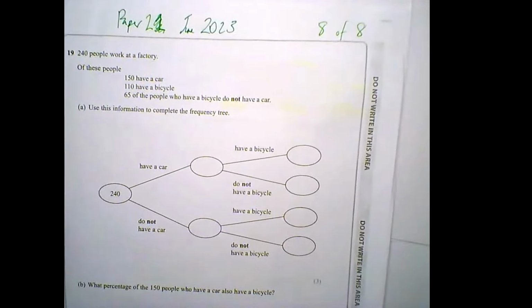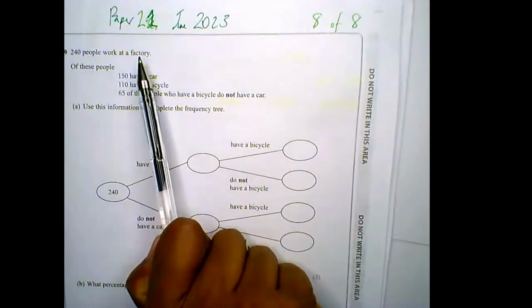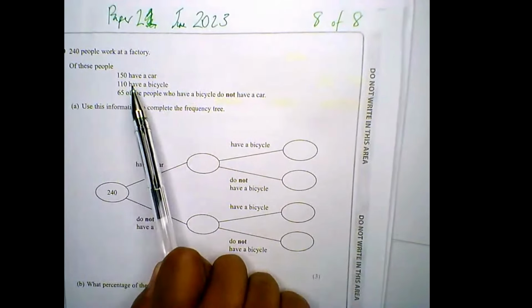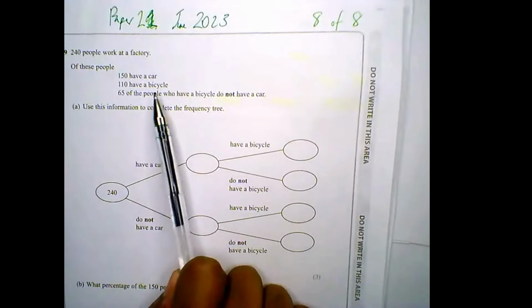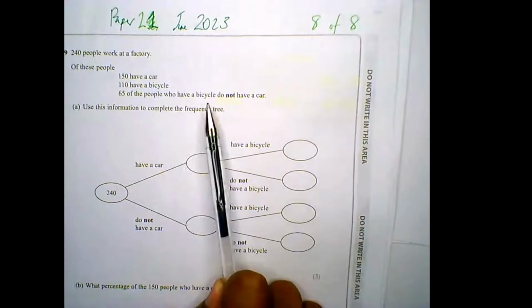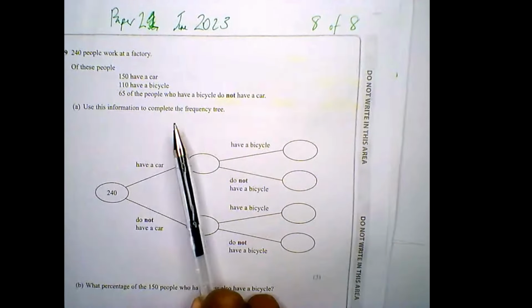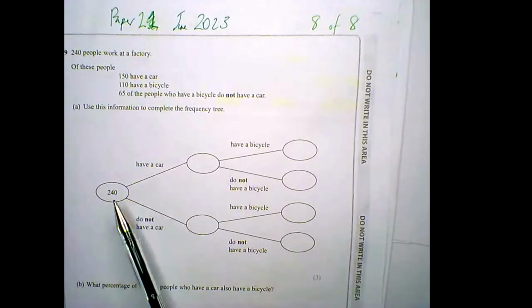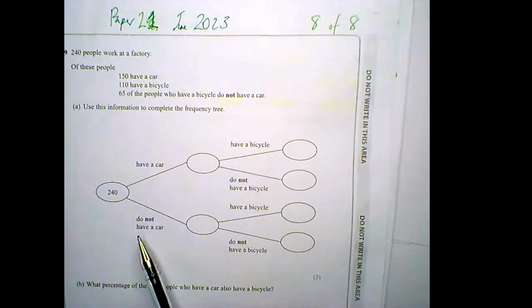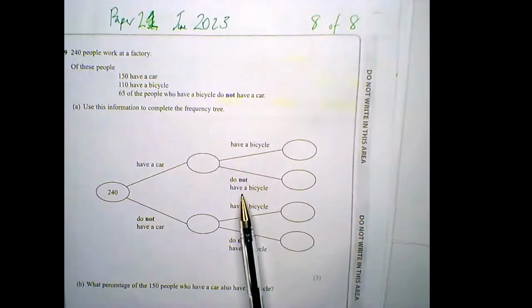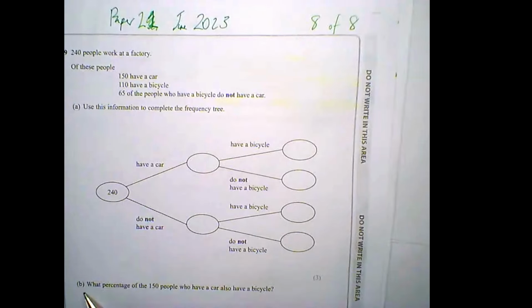Press pause and have a go. When you're ready, press play for the answer. So we've got 240 people work at a factory. Of these people, 150 have a car, 110 have a bicycle, 65 of the people who have a bicycle do not have a car. Use this information to complete the frequency tree. And we've got 240 here, have a car, do not have a car, have a bicycle, do not have a bicycle, have a bicycle, do not have a bicycle. Part B, what percentage of the 150 people who have a car also have a bicycle?